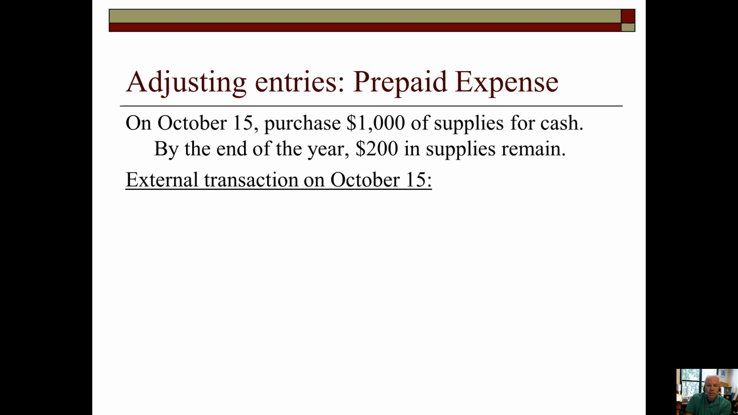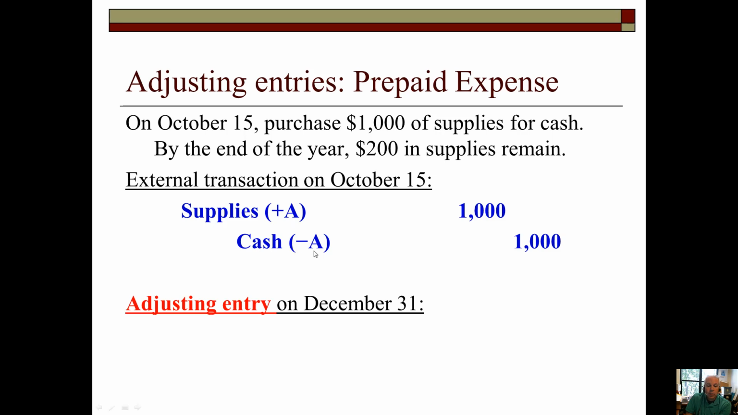So the external transaction occurs on October the 15th. That's kind of simple. We buy the supplies, an asset is increased, and another asset is decreased for the cash we paid for the supplies. So $1,000 increase, $1,000 decrease in assets, no change on the asset side. That's a totally good transaction.